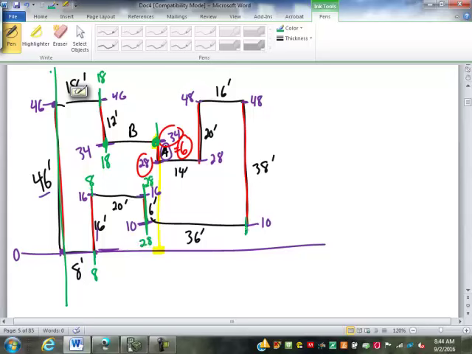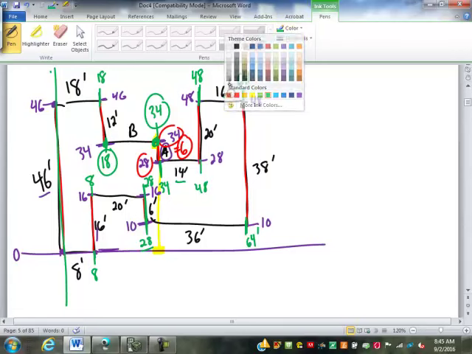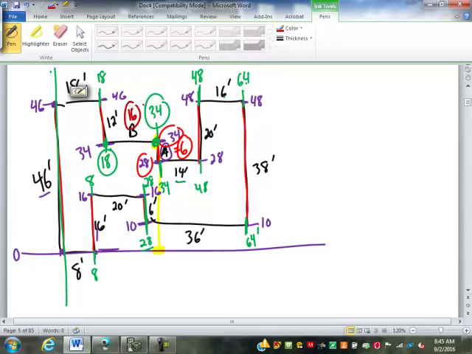28. How about this right here? What's that going to be? 64, right? 28 plus 36 makes 64. So here we're at 64. How about here? What's this going to be? 64 minus 16. Back to 48. So this will be 48. This will be minus 14, right? So 34. Makes this 34. So the ends of that are 34 and 18. The difference would be 16.